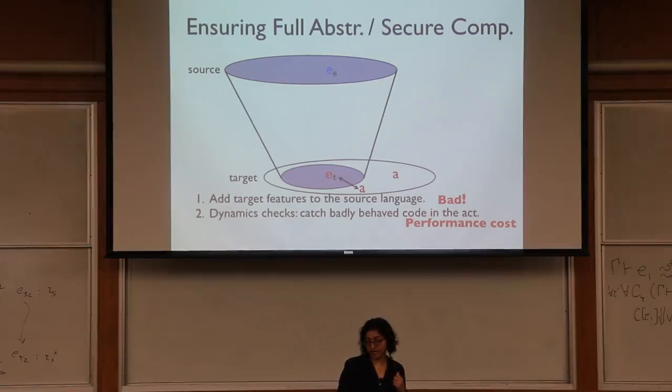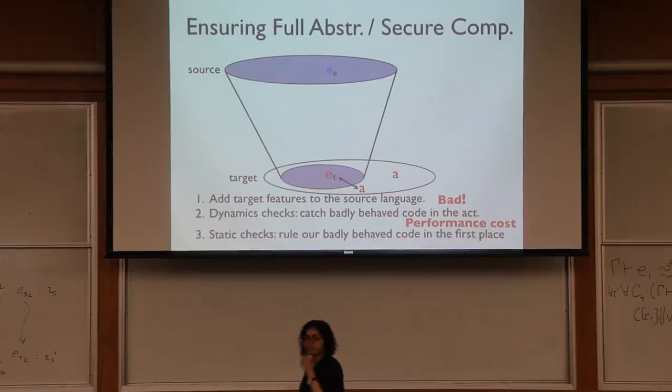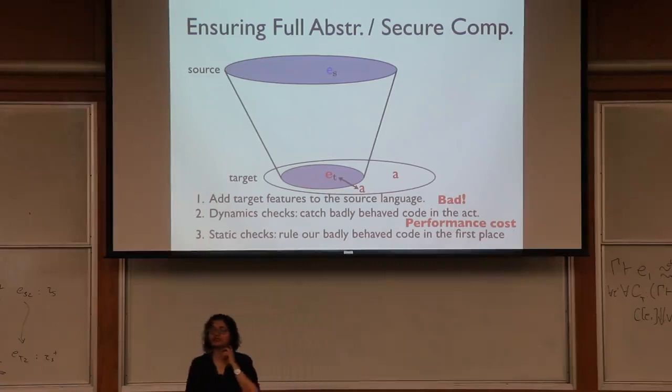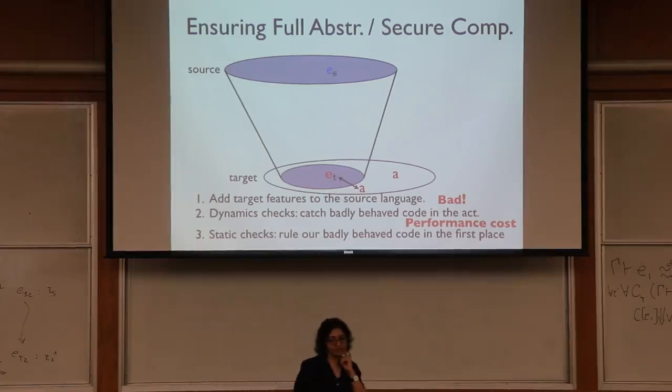and runs performance numbers. Okay. The third idea for making sure that you've protected your compiled code is to use static checks. And here it's about, can we rule out badly behaved code, linking with badly behaved code in the first place? All right?